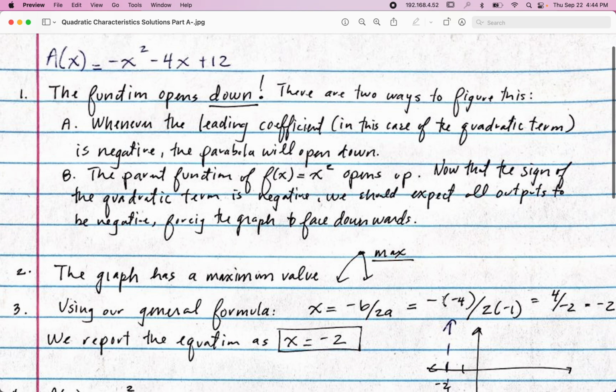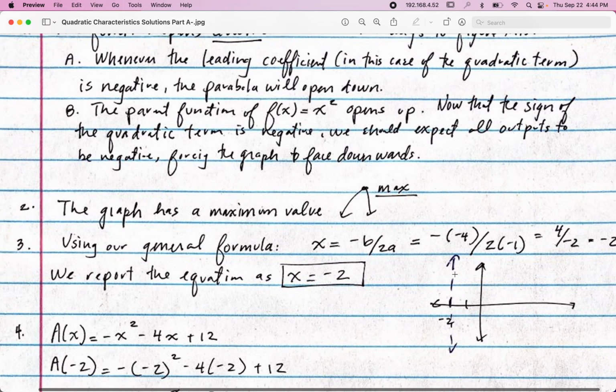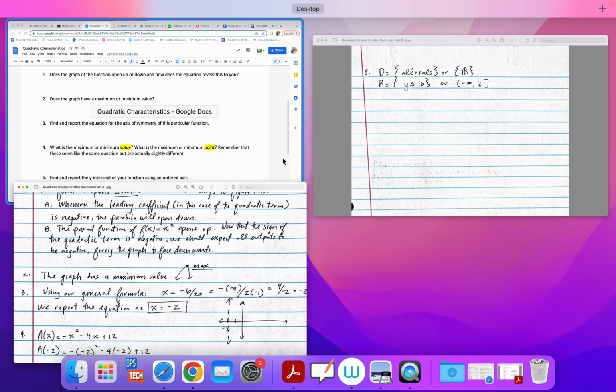And so the opposite of negative 4 would just be 4. 2 times negative 1 is negative 2. So we report the equation as x is equal to negative 2, and I've sketched that here. You're going to have this vertical line that bisects the parabola, splits it into 2 mirror images. That's where our equation for the axis of symmetry is, at x equals negative 2.